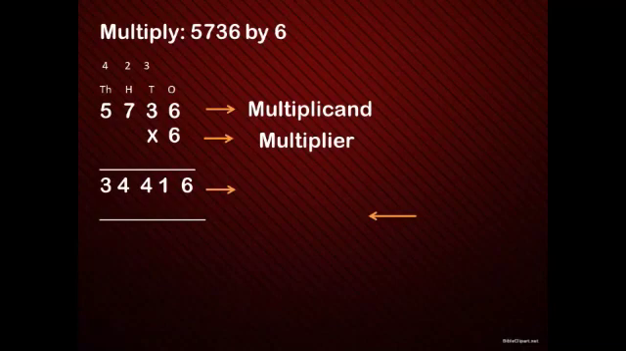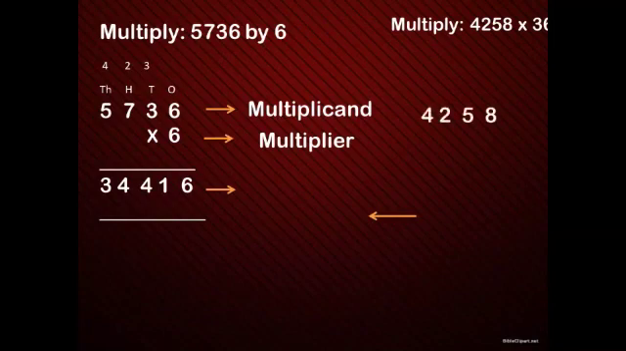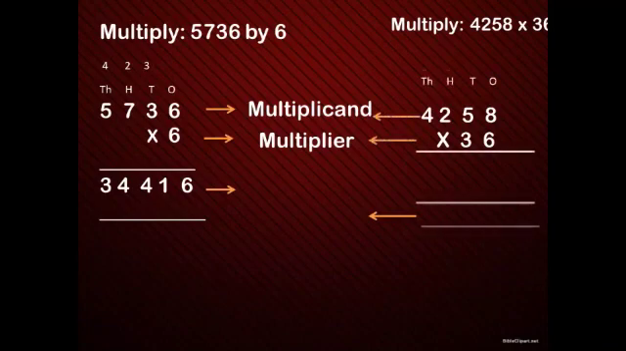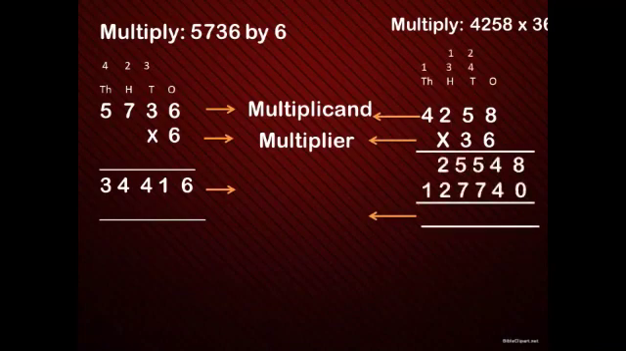Take another example, 4258 by 36. Here the multiplier is a 2-digit number. So what will you do? First you will multiply with the digit in the ones place. 6 8s are 48, carry over 4. 6 5s are 30 plus 4, 34. So carry over 3. 6 2s are 12 plus 3, 15, carry over 1. 6 4s are 24 plus 1, 25. So multiplying with the ones digit is over.